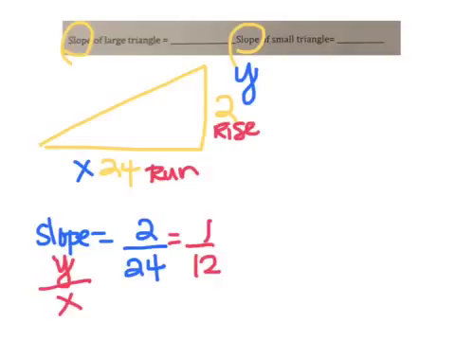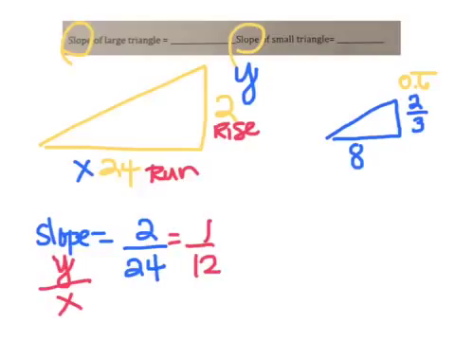The small triangle, we know that the bottom was 8, and we just found out that the side was 2/3, or 0.66666 repeating. So that's totally up to you. Same thing for the slope of this one. We're going to put the y answer on top. You can either put 2/3 or you can put 0.6 repeating. And then your x answer goes on bottom, which is 8.